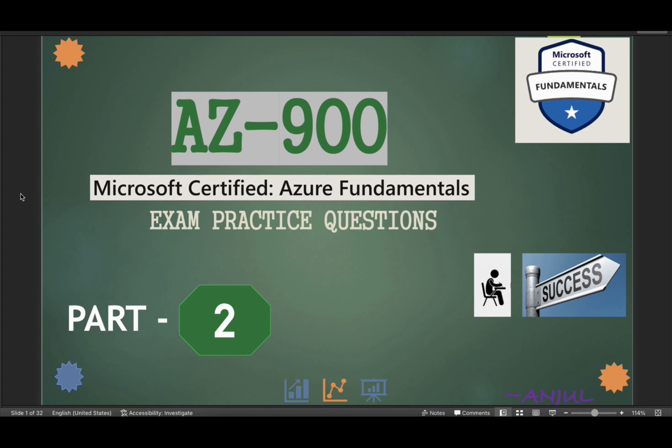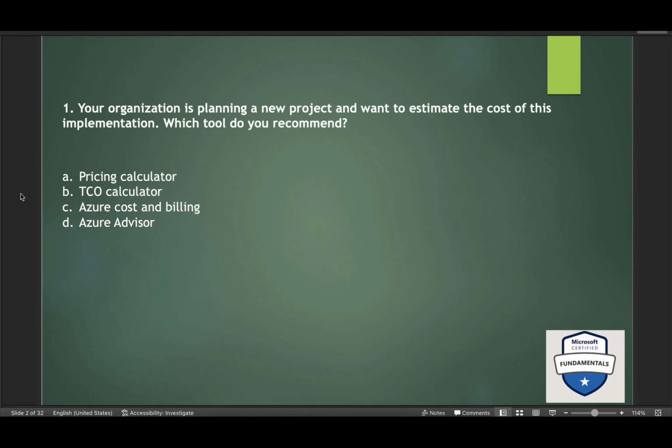So let's go through a few more practice questions for Microsoft certification AZ-900. Your organization is planning a new project and wants to estimate the cost of this implementation. Which tool do you recommend? So for this, Pricing Calculator is the best tool, and it is a cost estimation tool that helps to estimate monthly or yearly cost of services.